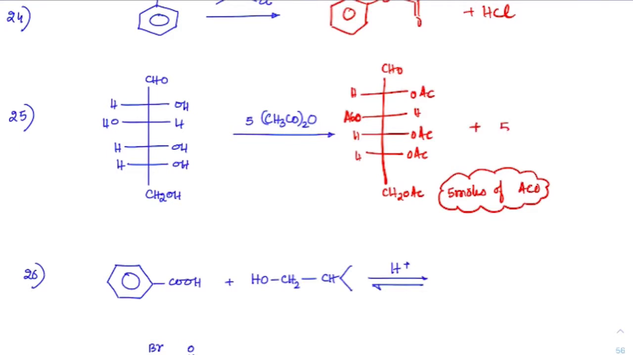What is the other product? We will have 5 moles of CH3COOH. Because this is an anhydride, the other acetyl group will come out as acid. Simple esterification, everyone. To make sure reaction will always stay in the forward direction, we usually use pyridine.